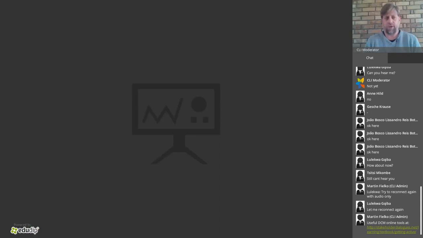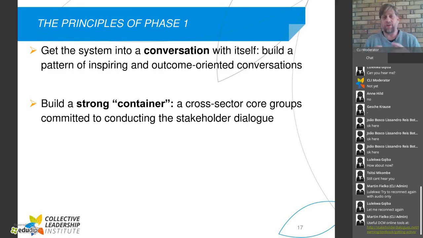Another thing that I mentioned before was building this container. And that container is something which we believe is absolutely necessary in building a change initiative, having a cross-sector core group, and I'm sorry, there's a typo there, it should be group, not groups, which is committed to moving that initiative forwards. Having that container is a sort of initial fractal of collaboration for moving a multi-stakeholder change initiative forwards, and it is vital for maintaining that energy at the core and the motivation for moving the process forwards.